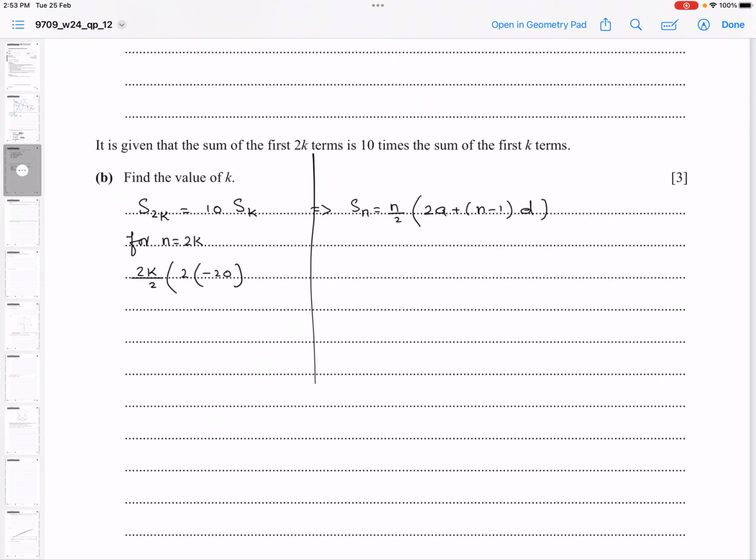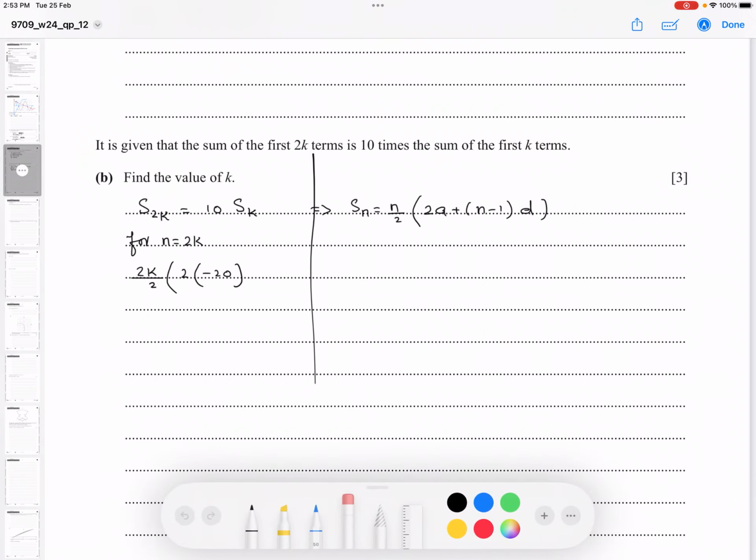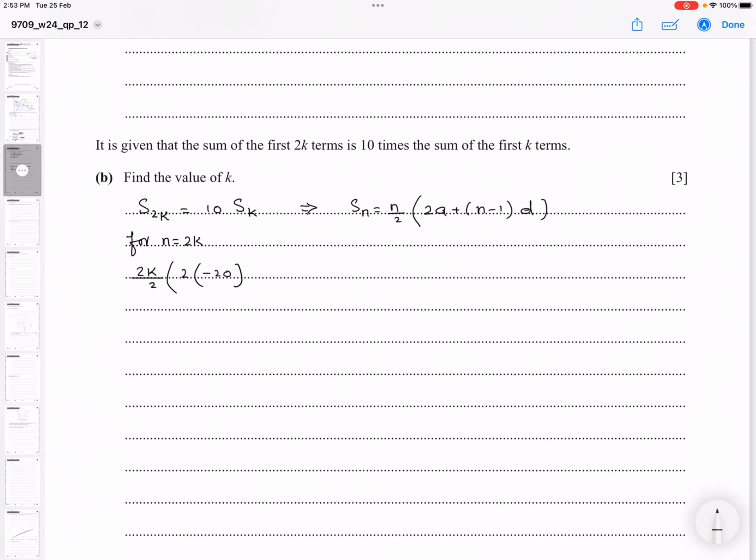Second part, find the value of k. It is given that the sum of the first 2k terms is 10 times the sum of the first k terms. So you can write S2k equals 10 times Sk. For n equal to 2k, you can place the values in the formula. Wherever you see n, you have to write 2k.